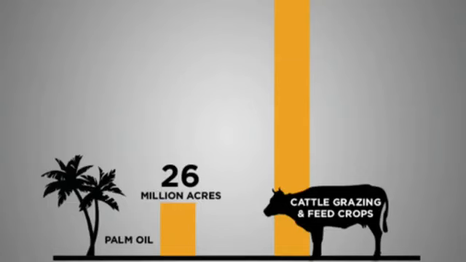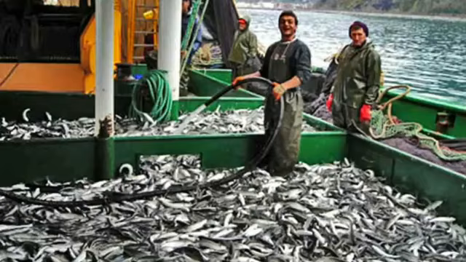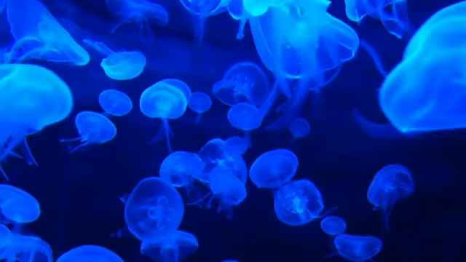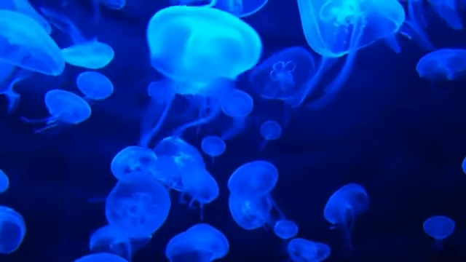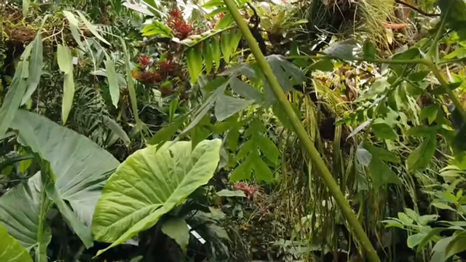Livestock covers 45% of Earth's total land. A farm with 2,500 dairy cows produces the same amount of waste as a city of 411,000 people. If we don't change anything, we could see a fishless ocean by 2049. Scientists estimate as many as 650,000 whales, dolphins, and seals are killed every year by fishing vessels.